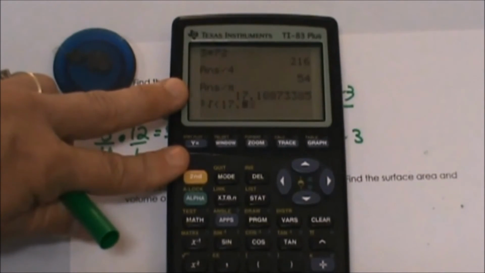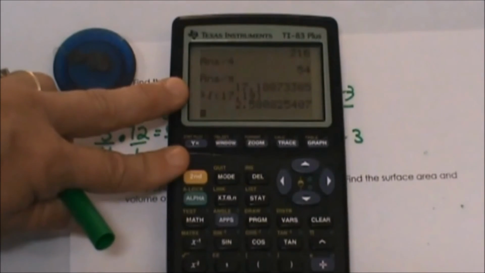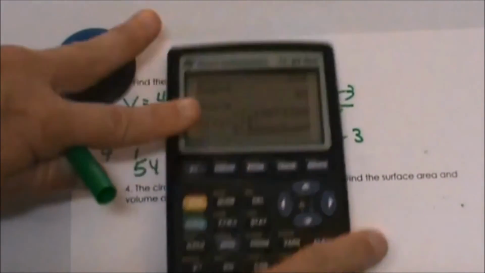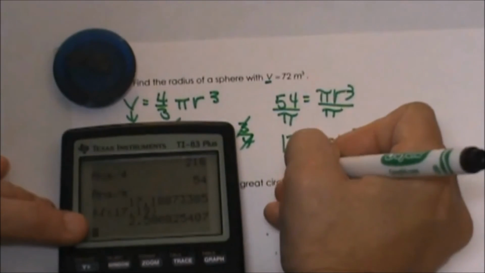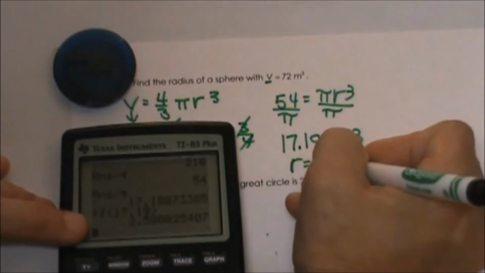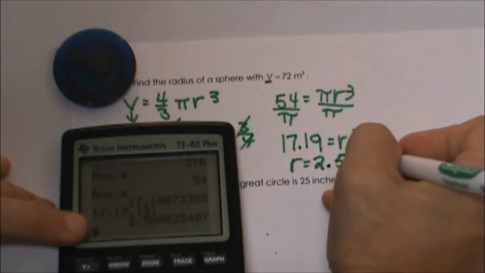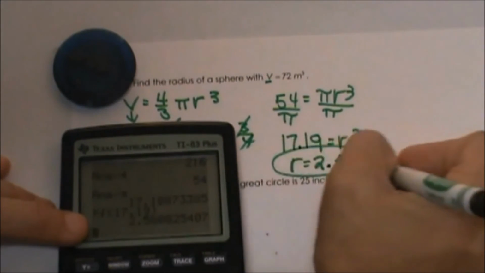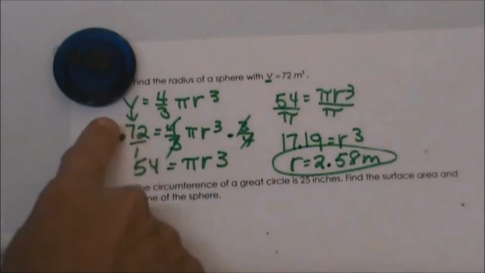And then what did we say? 17.19. And I'm typing mine in rather than pulling my answer down because we're rounding it off. And I get 2.58. Okay, if you just brought your answer down, it's probably pretty close. So our radius is 2.58. And this was in meters. And that is how we would find the radius of that.